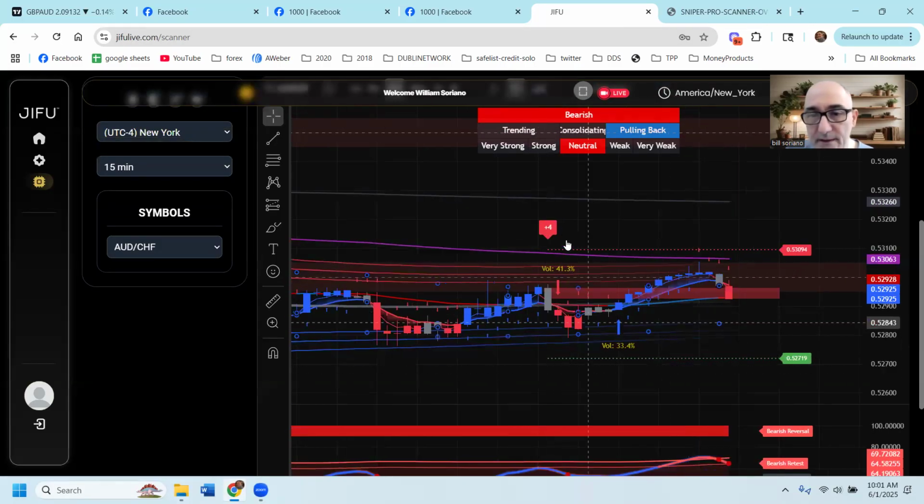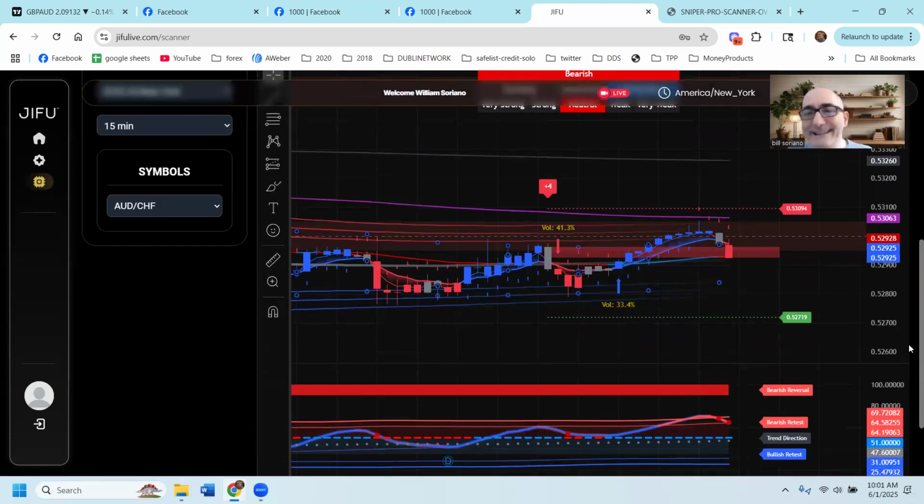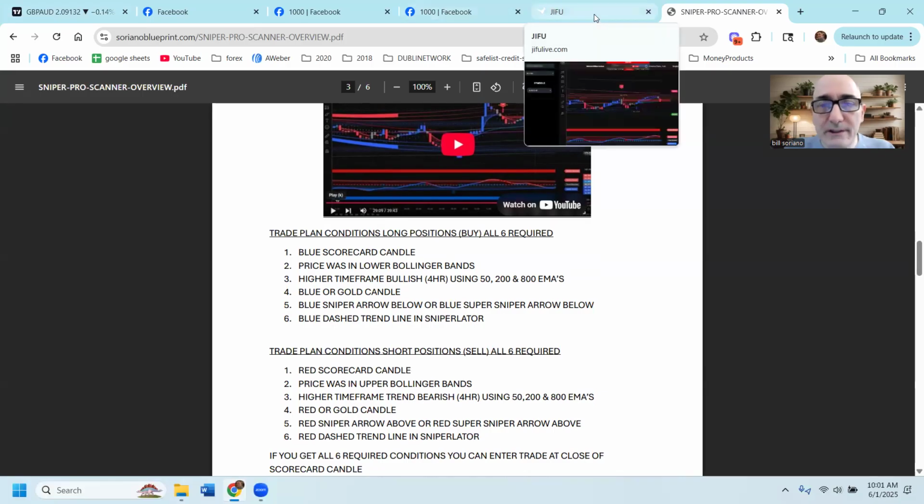This trade is a sell, obviously, a potential idea, right? The scanner is not spitting out signals for you to just go and take the trades, right? You have to follow the trade plan that I set out for you here, or your own trade plan, whichever one you want to use. But there's six different conditions here that have to exist. So five other conditions along with that scorecard candle.